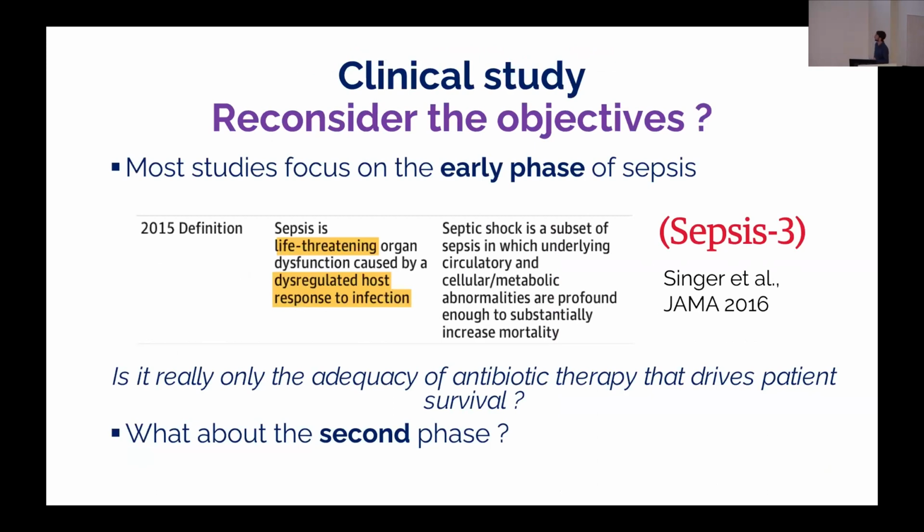So during the early phase, I also highlighted that we changed the definition of sepsis in 2016 because we know that mortality is also driven by the host response to infection. So can we say that mortality is only dependent on the adequacy of antibiotic therapy? I think no. Even so, adequacy remains very important to ensure patient survival.